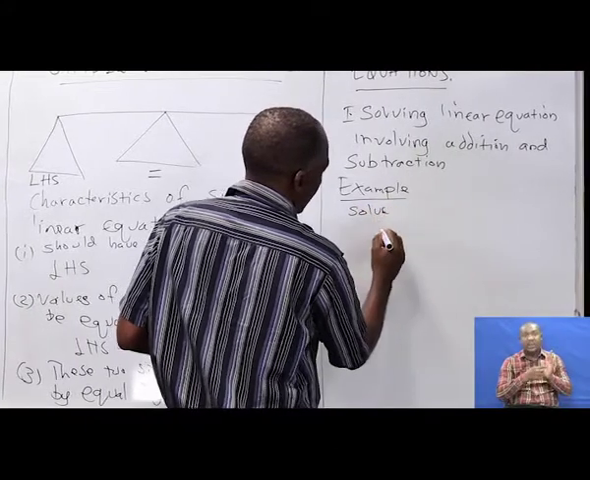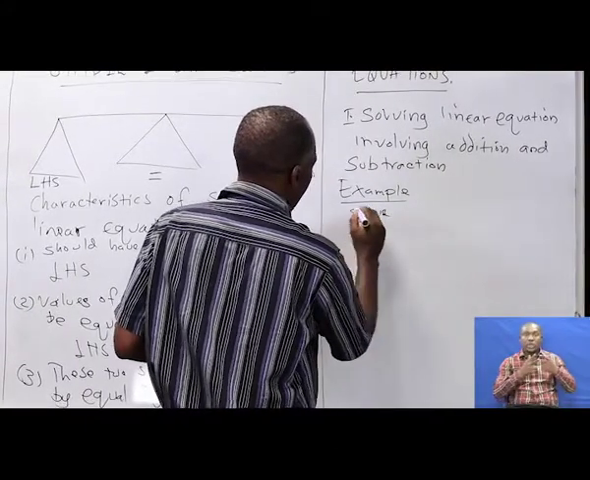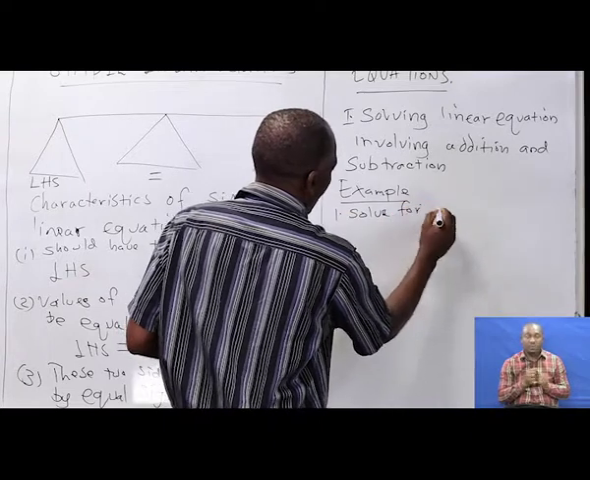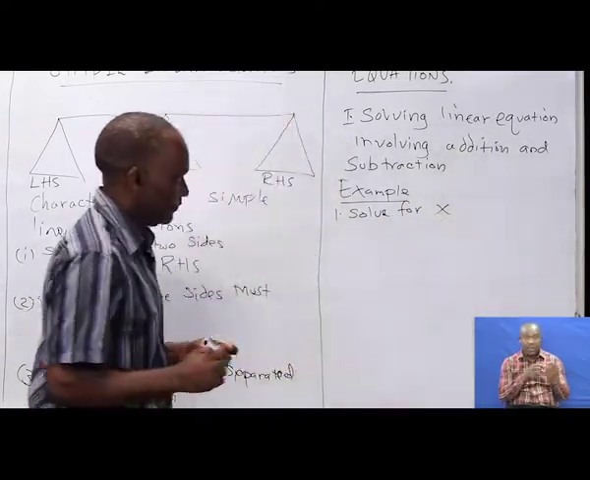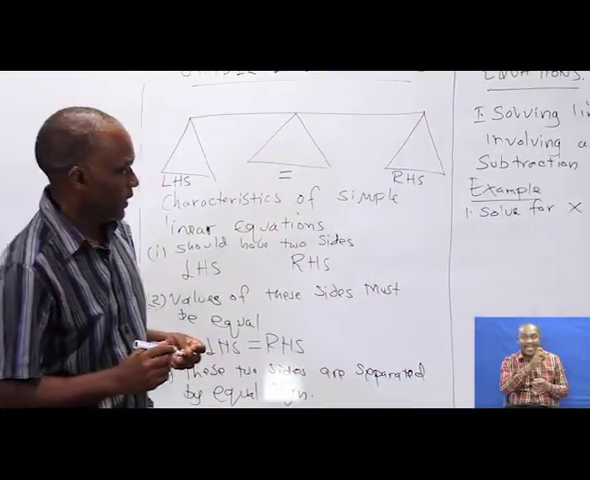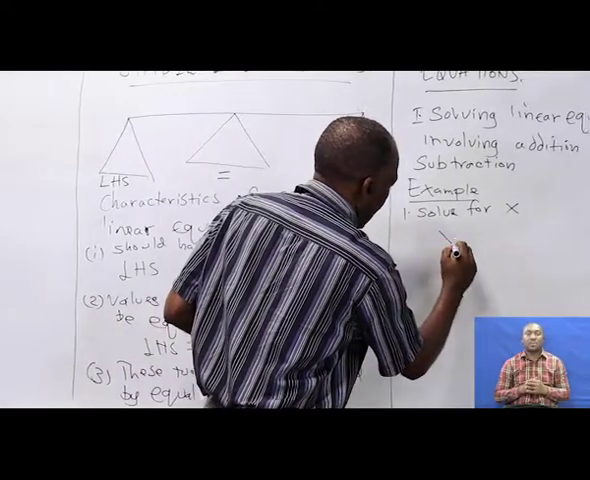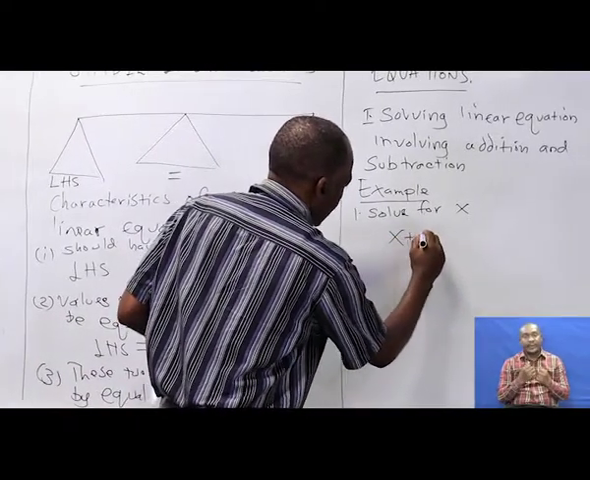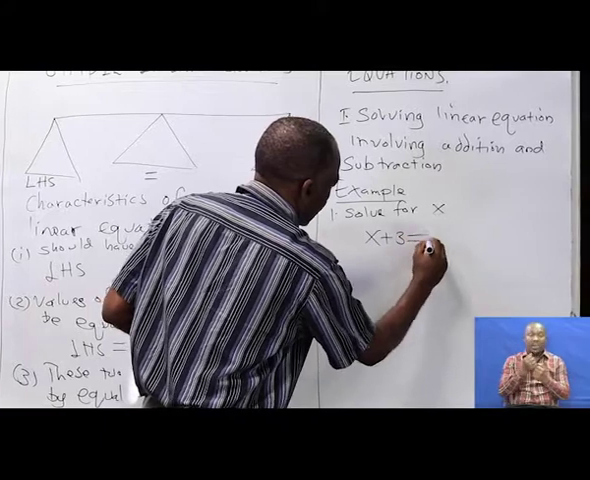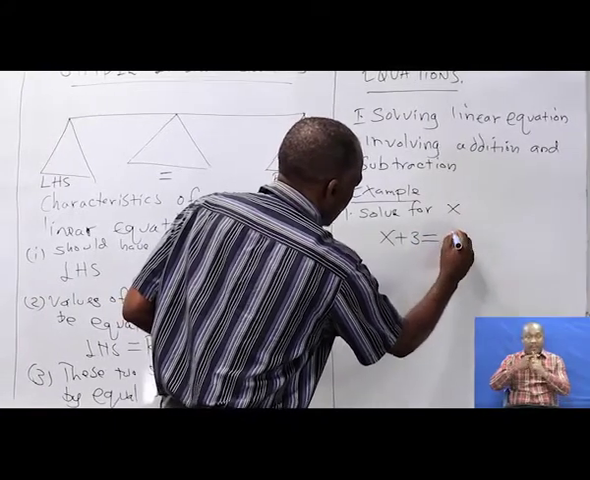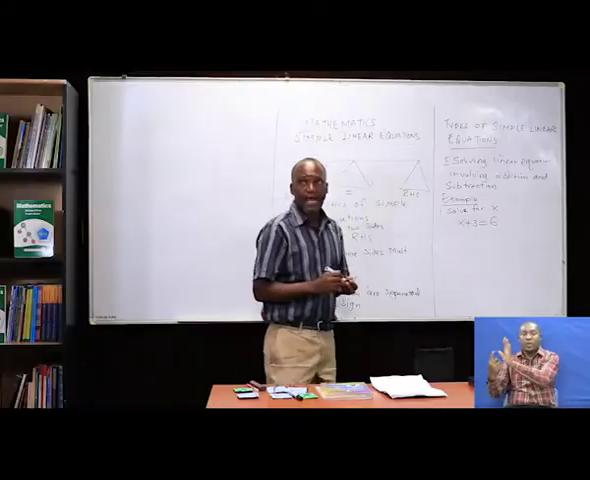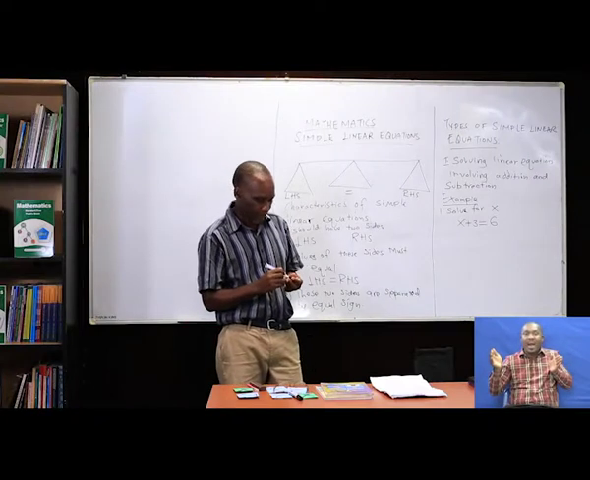Example 1. Solve for x. Let's say I have x plus 3 is equal to 6. This is a linear equation.